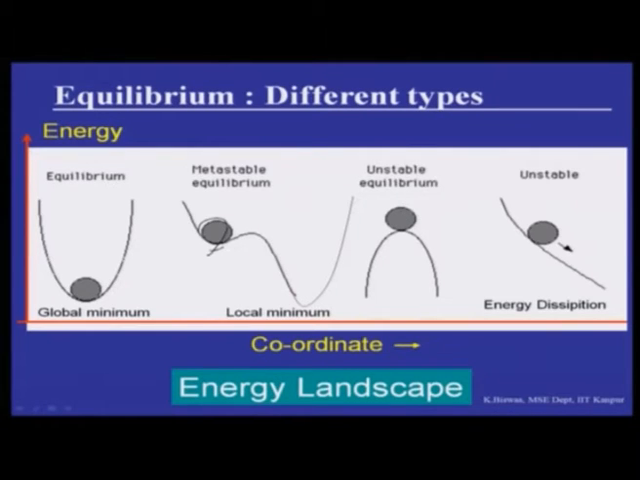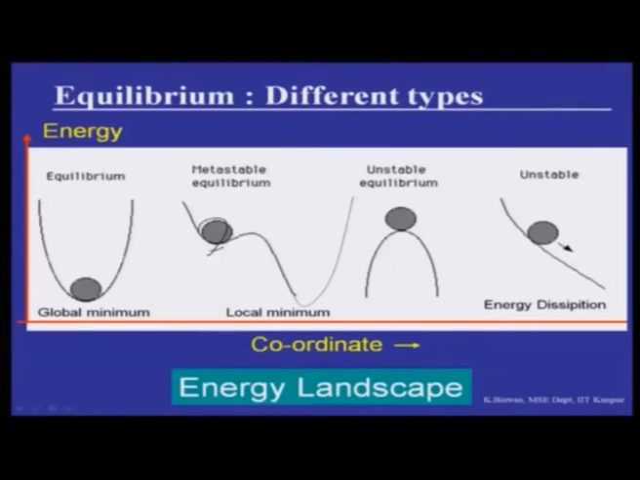So if the ball is allowed to fall from the top, instead of running down directly to this global minimum, it can reside momentarily on the local minimum, and in this situation we call it a metastable equilibrium. This is a very important concept in steels, because steel is a metastable material, not a stable material. That is what we will see later on when we discuss phase diagrams.